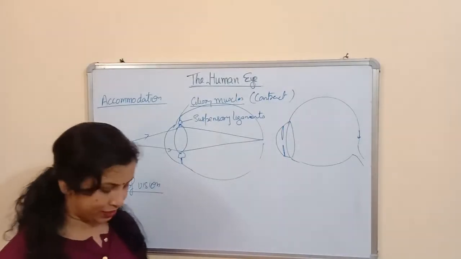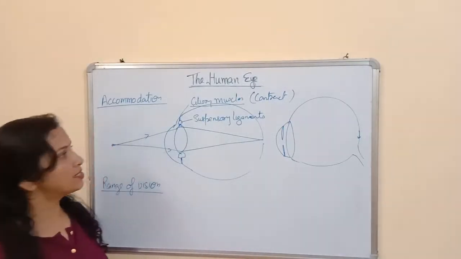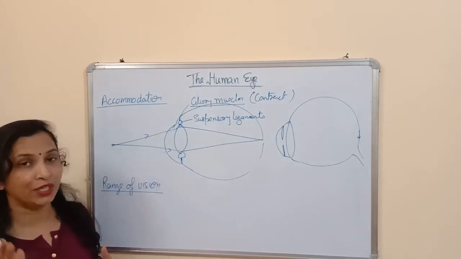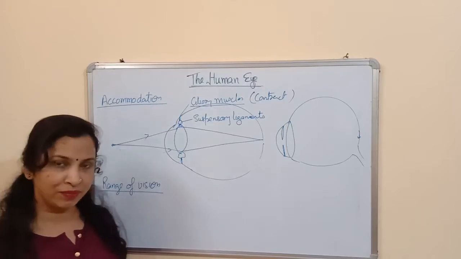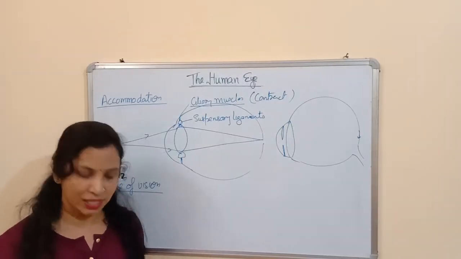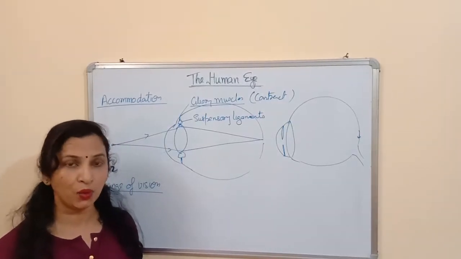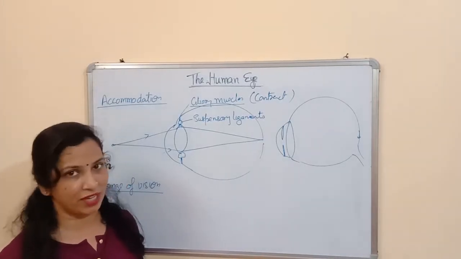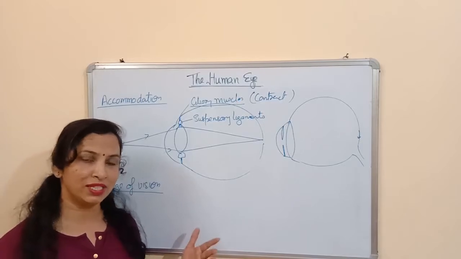So these are the two cases of how we are able to see the distant object as well as the nearby object. And you can write in your notebook. First, what is accommodation? You will write the definition of accommodation. Second, you will explain how the human eye works, how we are able to see the nearby as well as the far object. So in the first case, you will see the far object.